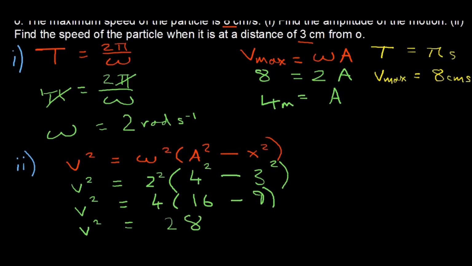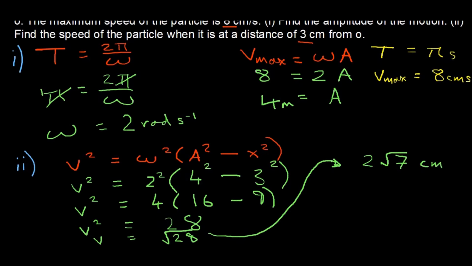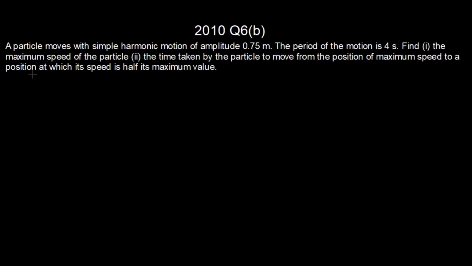So v is equal to the square root of 28, which is 2 root 7, and the units are centimeters per second. Now, here's the next question we're going to do. This is 2010 question 6, part B.